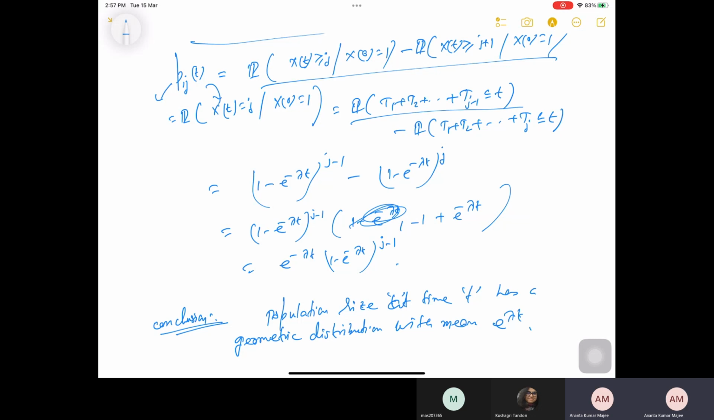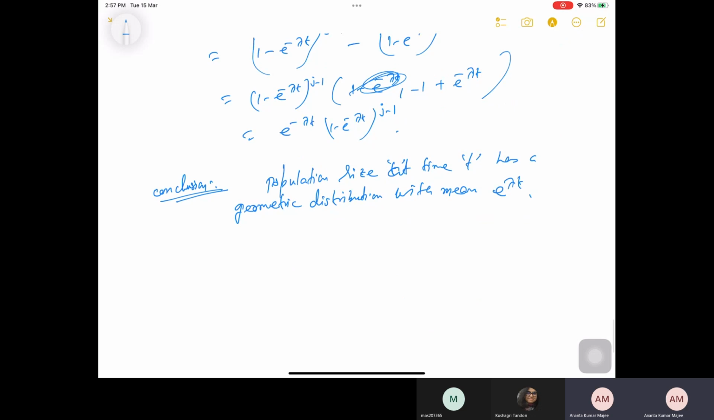Okay. So now I can make a remark. Here I said that if your population size starts with 1, meaning initially the size of the population is 1. But if you start with a population size at time 0 of I individuals, then what will be the case? Then I can think of this as I independent and identically distributed geometric random variables, is it not? And hence it may follow.